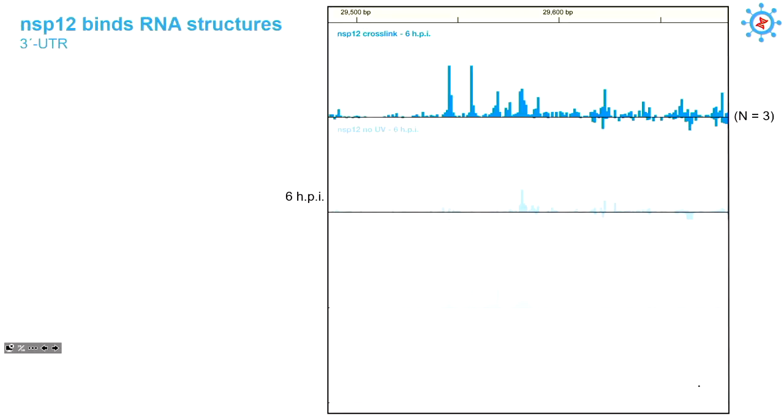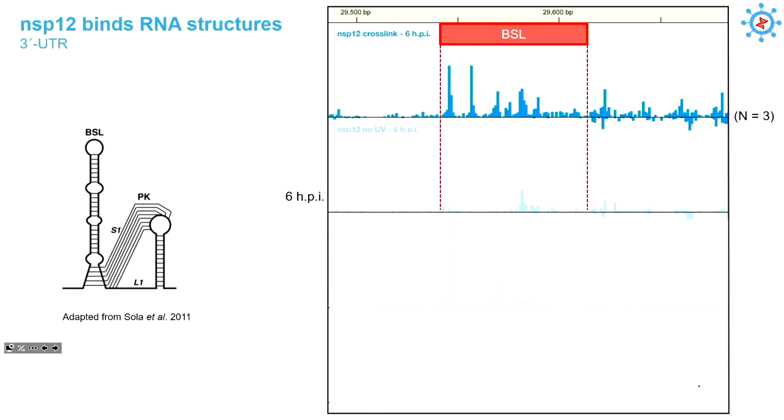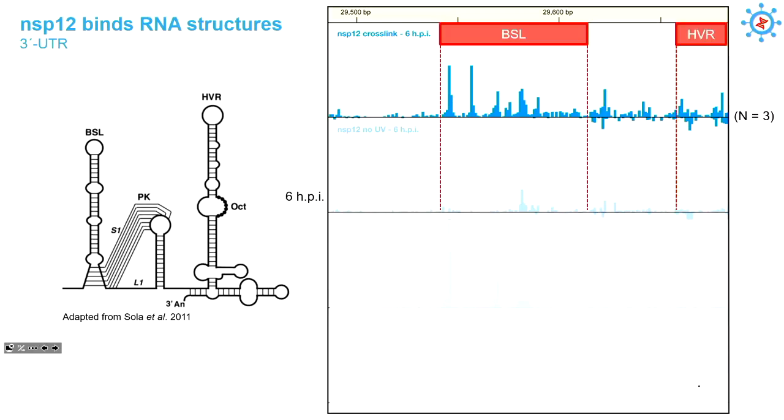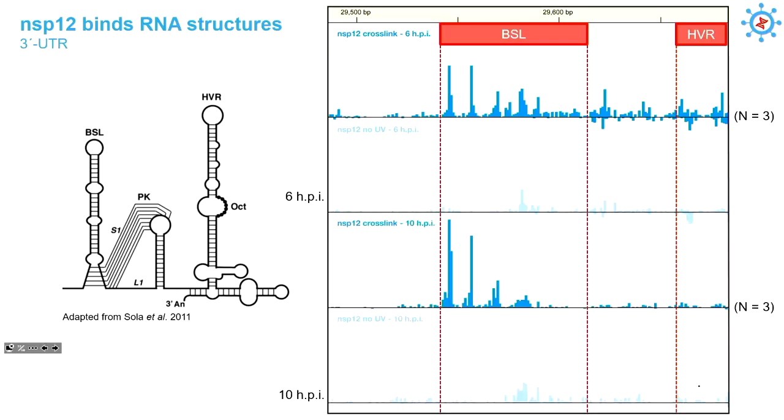If we zoom in on the 3' UTR in our nsp12 CLIP data, we can see that we have these peaks here, and they actually map to the bulged stem loop. We also have further signal in the hypervariable region, and this was at 6 hours post-infection. If we do the same analysis 10 hours post-infection, we can see that these peaks get even more pronounced. So we are quite sure that nsp12 is binding the bulged stem loop.